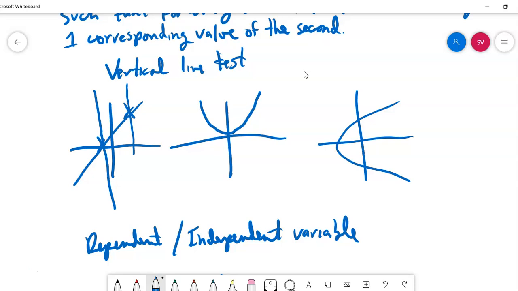Now same thing is here. Notice I draw a random vertical line, I'm only hitting a single point. So this is a function, this is a function, but let's see if this one is. If I was to draw a random vertical line, notice that this vertical line hits my graph in two different spots. So this is not a function.